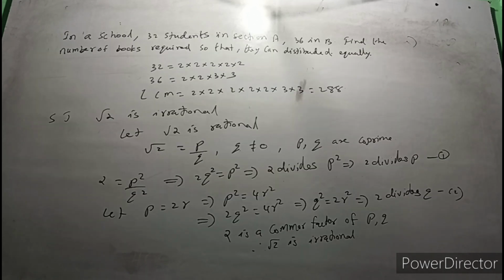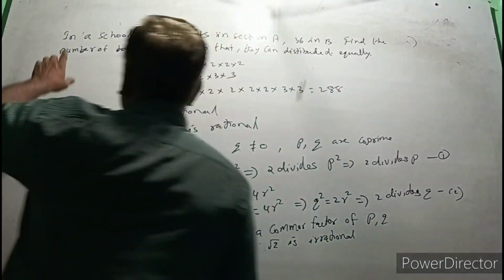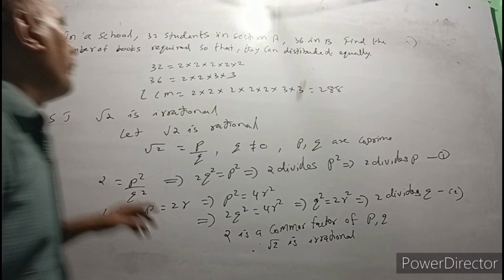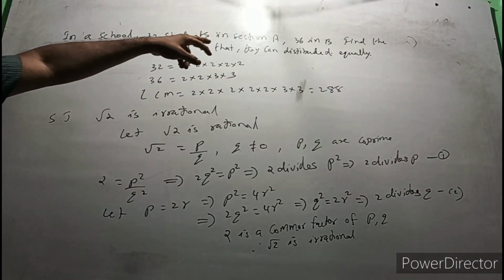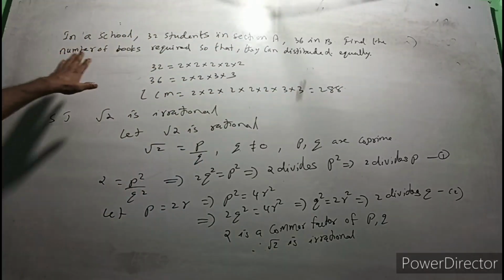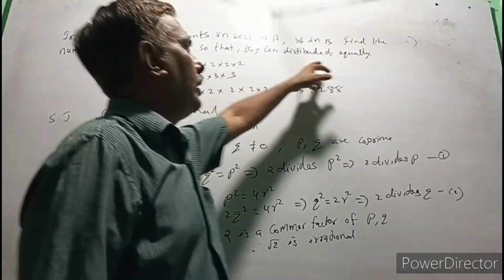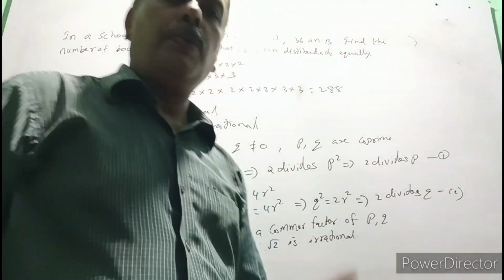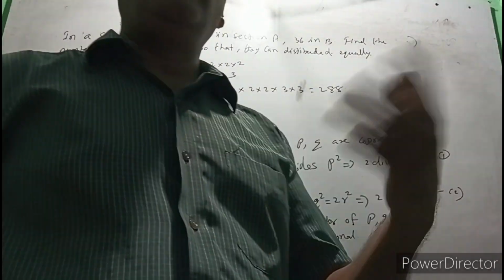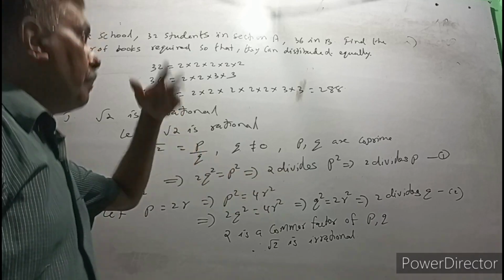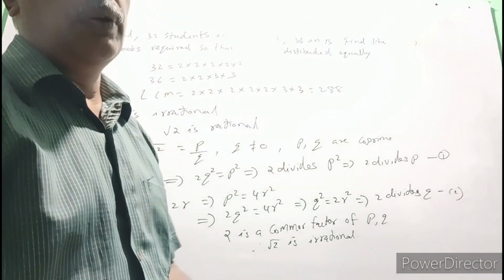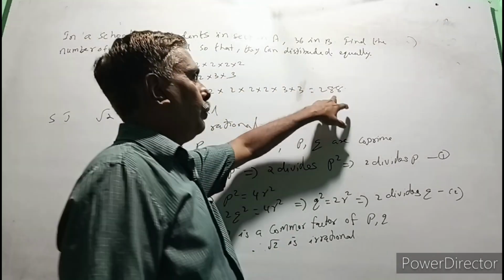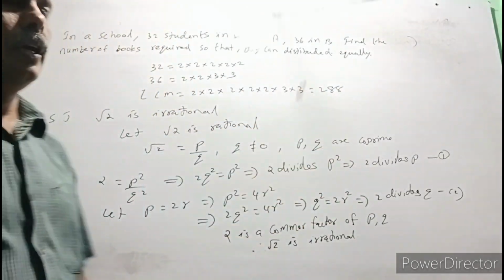Now let us see some problems. Suppose a word question is written. In a school, 32 students are in section A and 36 in B. Find the number of books required so that they can distribute them equally. It means the minimum number. So minimum, least, these types of words in a word problem mean we have to find the LCM. Similarly, if the word maximum is there, then we have to find the HCF. Here the LCM is calculated as 288. So 288 books are required.